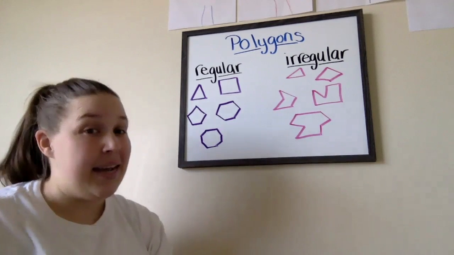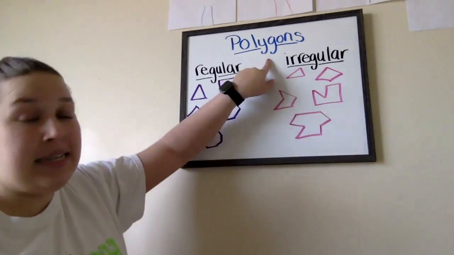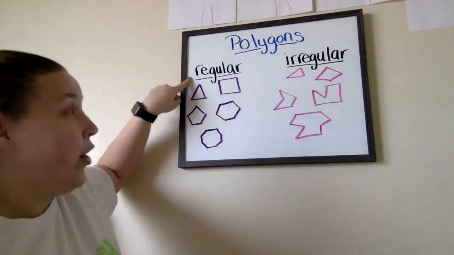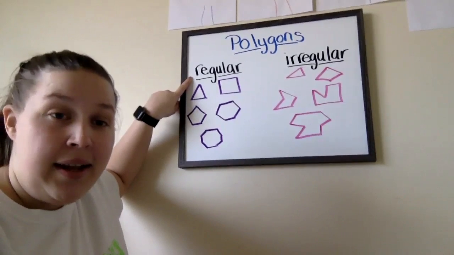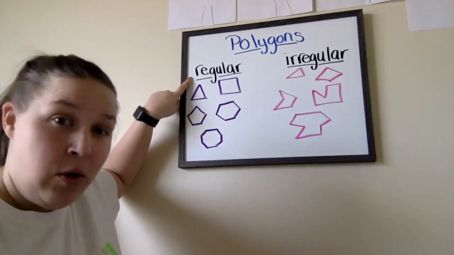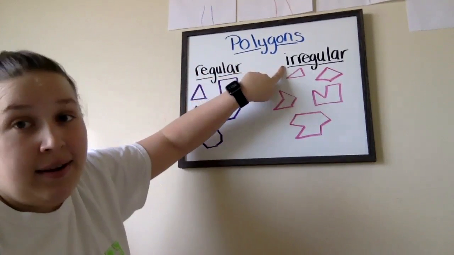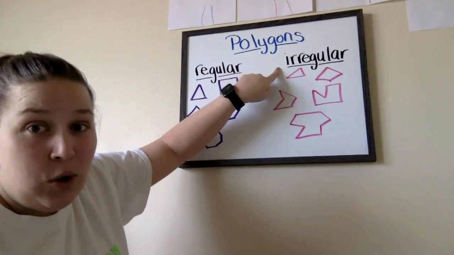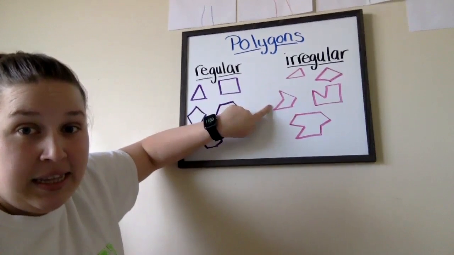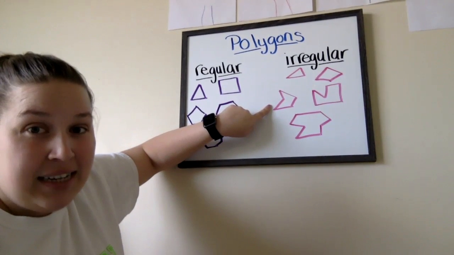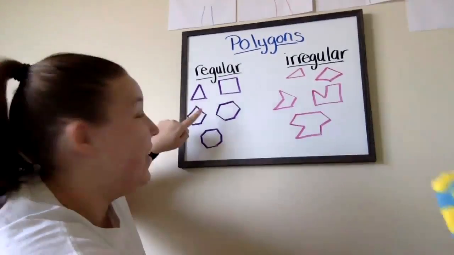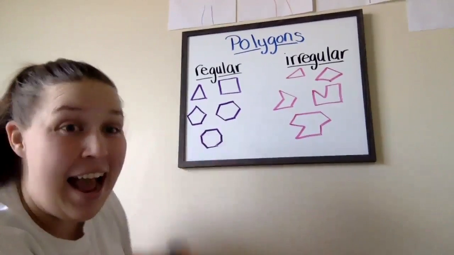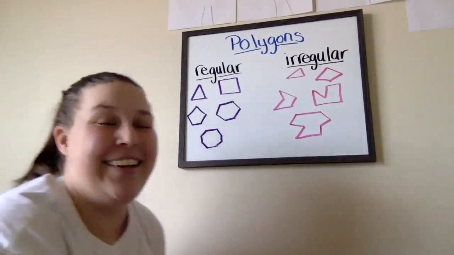So, think about today. Review. Polygons are shapes with 3 or more sides. We have regular polygons. Regular polygons have equal sides and equal angles. Irregular polygons are still polygons, but they do not have equal sides or angles. As you can see, this is a pentagon with 5 sides and angles. This is also a pentagon with 5 sides and angles, and that is a minion, okay?